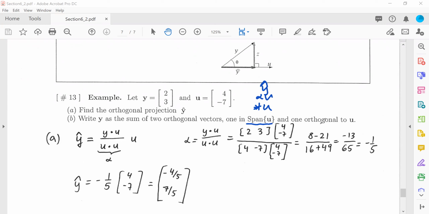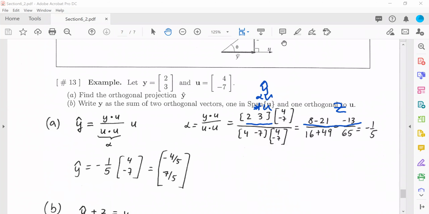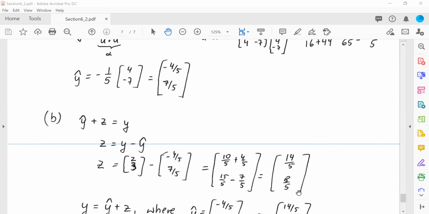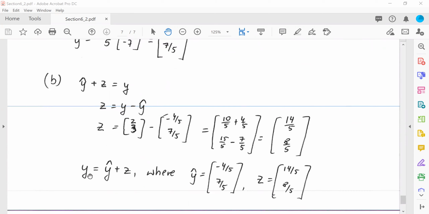But now another vector orthogonal to u. What vector on my diagram is orthogonal to u? Nothing else but z. So this vector orthogonal to u would be the vector z. So how do we calculate this? We know that the orthogonal projection plus z is y. Solve it for z, y minus y hat, and that's how we find this vector z. So in that case, the vector y is equal to y hat plus z, where y hat is the projection and z is this vector.